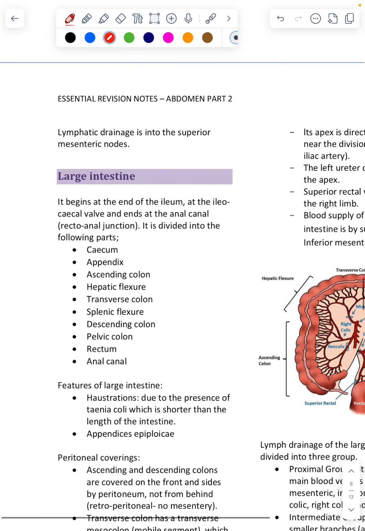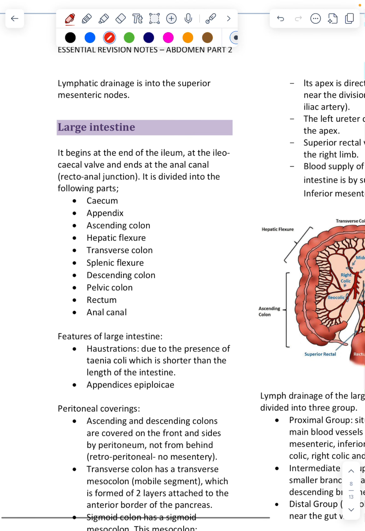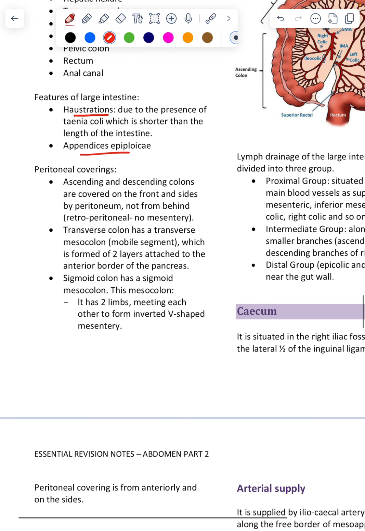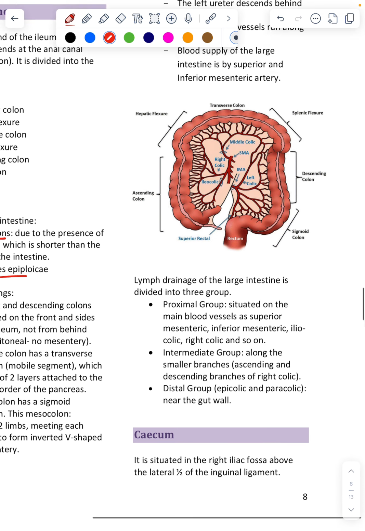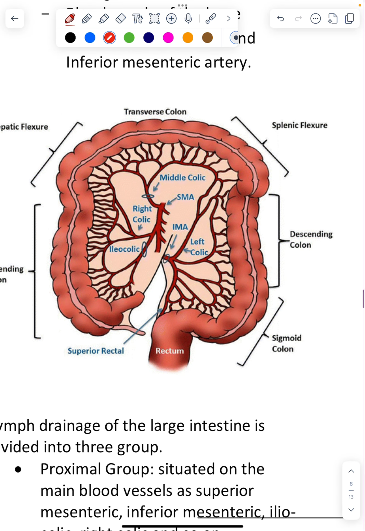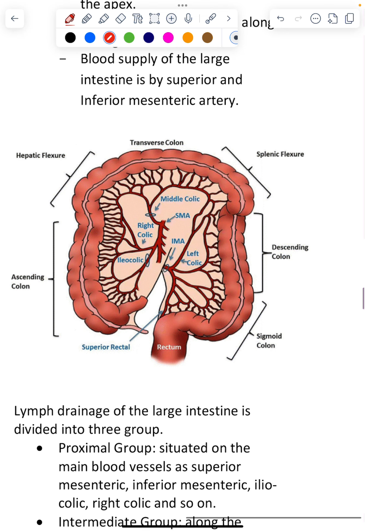The large intestine begins at the ileocecal valve and is divided into cecum, appendix, ascending colon, hepatic flexure, transverse colon, descending colon, pelvic colon, rectum, and anal canal. Features are haustrations, appendices epiploicae. Peritoneal coverings: the ascending colon is covered on the front and sides. The transverse colon has a mesocolon, mobile, with two layers attached to each other; sigmoid colon has a sigmoid mesocolon. You can see the figure here, it is important. This is the ascending colon, hepatic flexure, transverse colon, splenic flexure, descending colon, sigmoid colon.